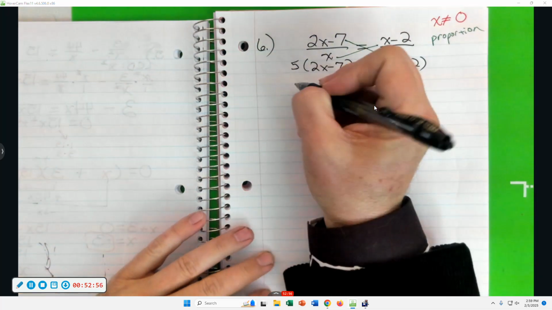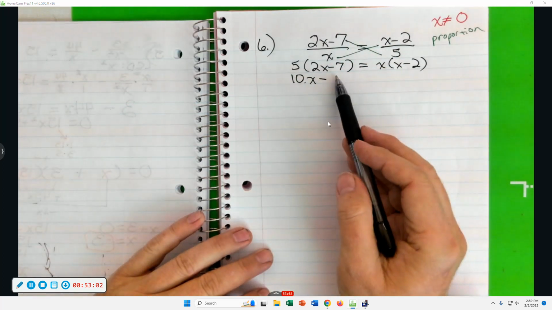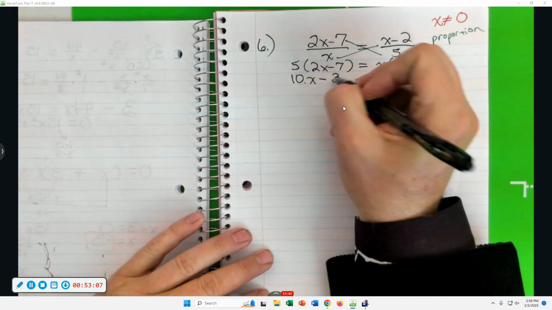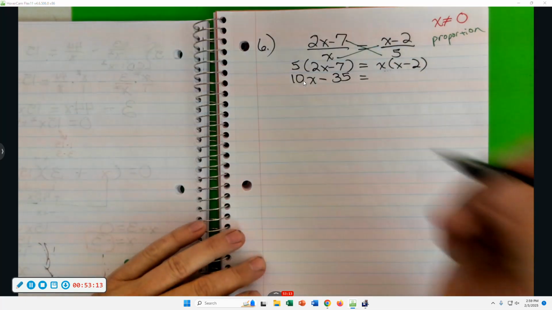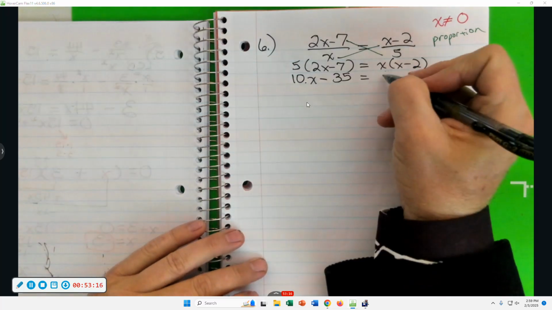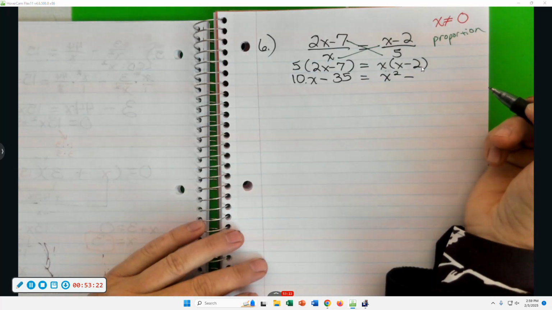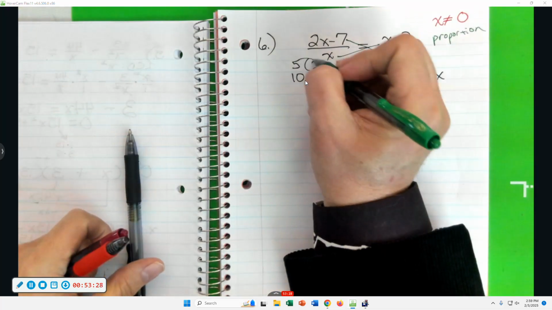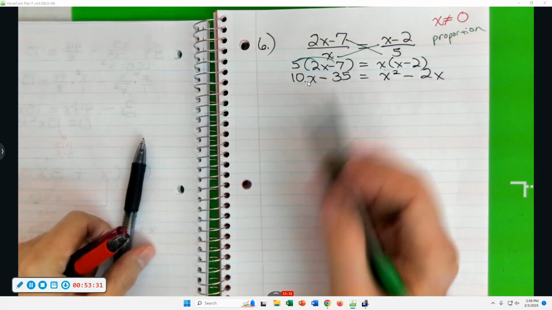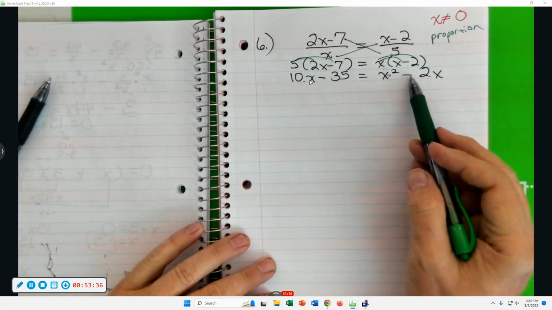So you're going to get a 10x minus. 5 times 2x gave me the 10x. What else am I going to have right here? 35. 5 times 7, so we have a minus 35 equals. I'll let you tell me what we have on the right-hand side. x squared, okay, x times x is x squared minus 2x. We distributed the 5 there and there to get the 10x minus 35. We distributed the x there and there to get x squared minus 2x.